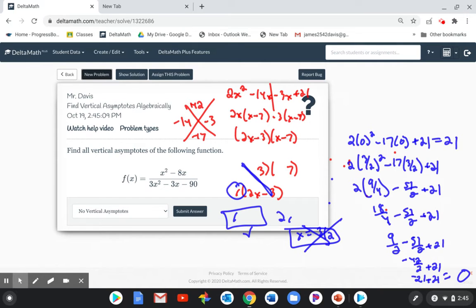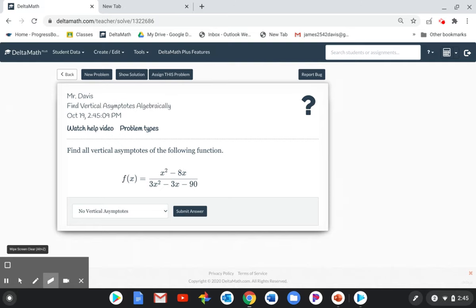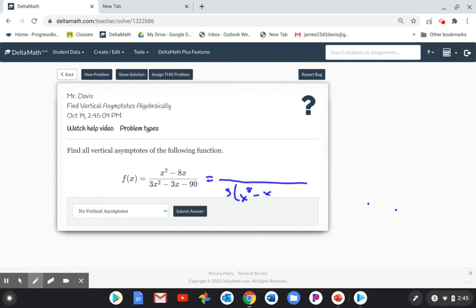You can just do one more here if you would like. You always do need to factor the bottom because you've got to find those zeros. Now on this one, though, what I would do, you can see 3 is in all of these. So I would actually just pull a 3 out first. That should make your factoring a bit easier. Just leave that 3 out there. And then it's going to be x minus 6 and x plus 5.